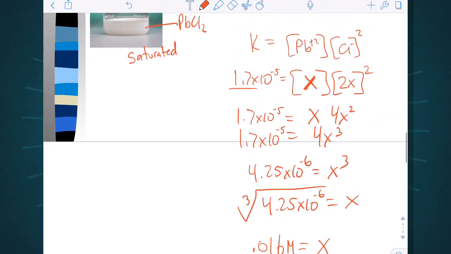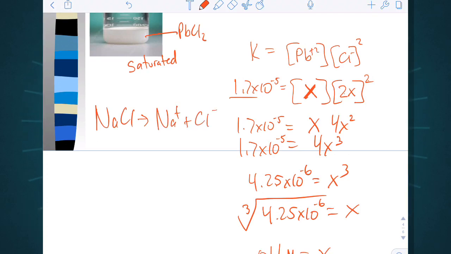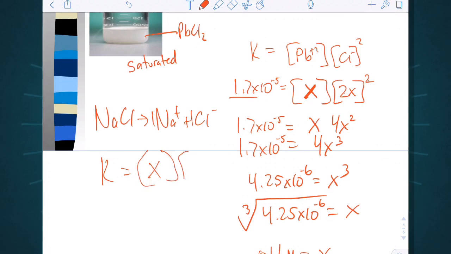Okay. So if you had something like NaCl, and this was dissolving, you'd have Na plus and Cl minus. This would be a 1-to-1 ratio. So when I was doing this, what would my X's be? It would just be X and X for this one. What if it was AlCl3?